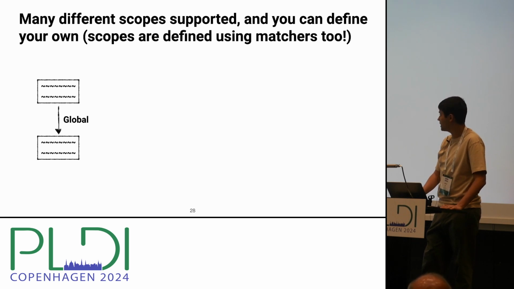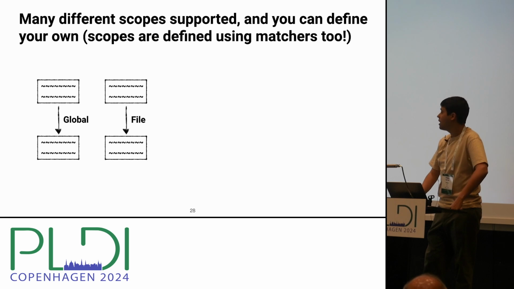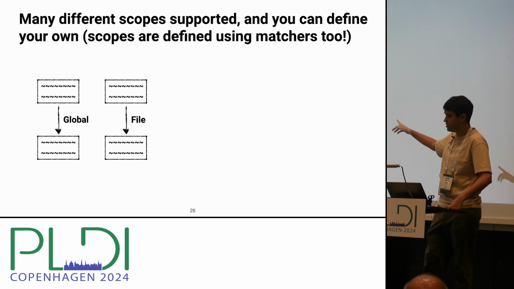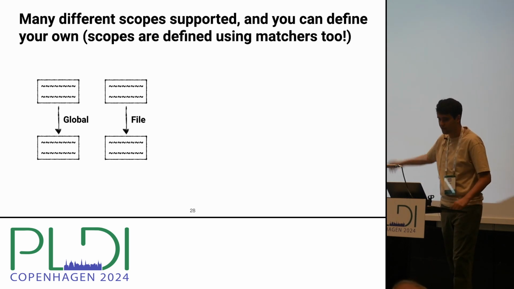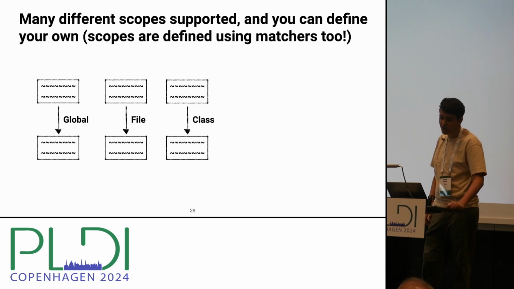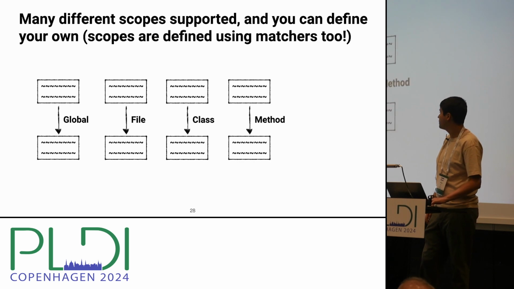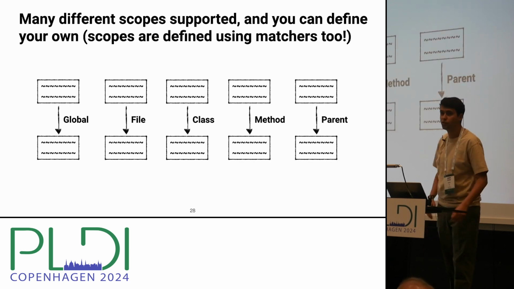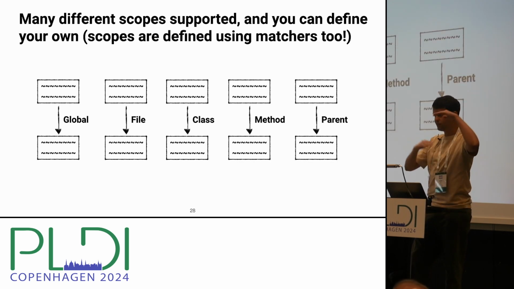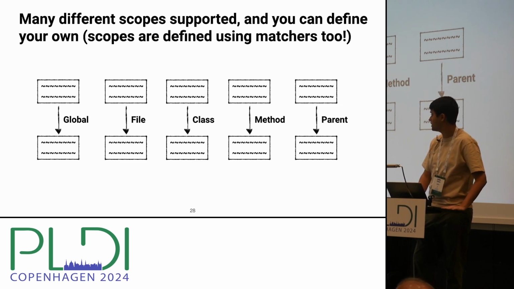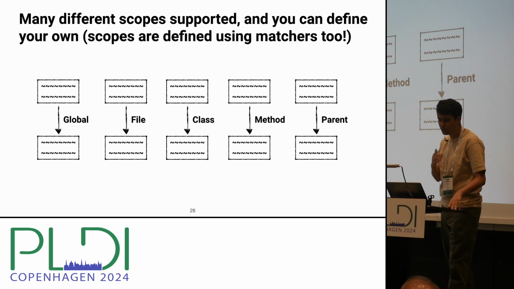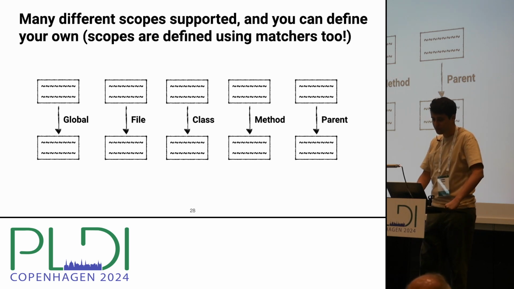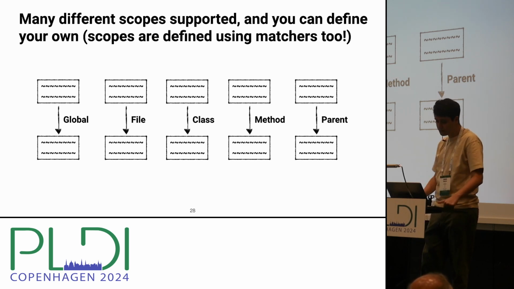scopes and context. So the first one is the global scope that I showed you, but you can also say, first apply the first rule within the entire code base, and then the second rule only within the context of the same file where the first one was triggered. And you can do that within the file, class, method, and then we have this parent scope, which basically says only apply it around the context in which the first one was applied. And you can define your own. So we support many match-replace rules and scopes.